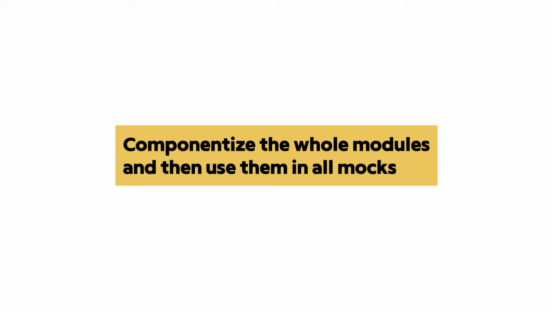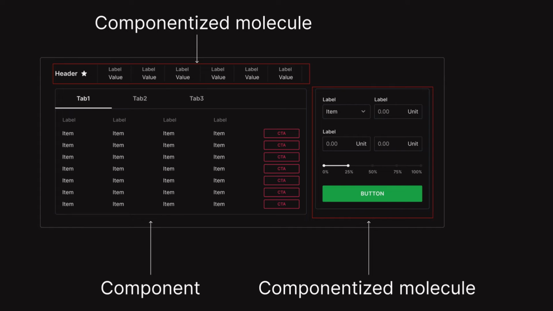Also, if you want to see how the new styles look in all use cases and screens, you can componentize the whole modules on the screen, such as headers and footers, etc., and then use them in all mocks. There are 2 benefits of this approach. One is that it saves your efforts of adding the final components to your design at a later stage of your process. Because if you use components early on, then once the components are finalized, your mock is also finalized. There's no additional work of adding the final components to your design mock.